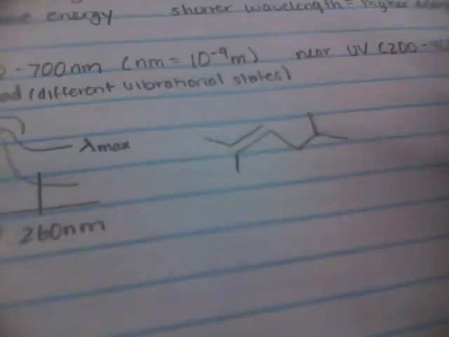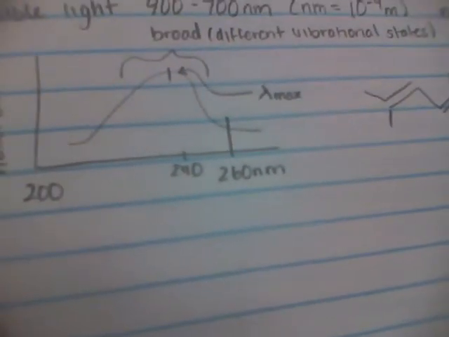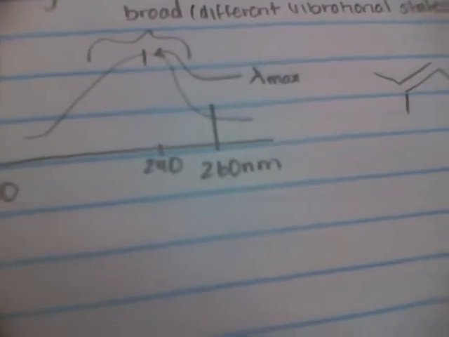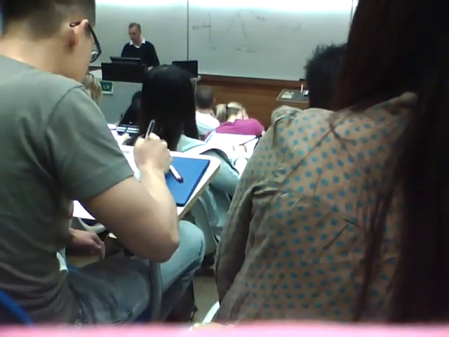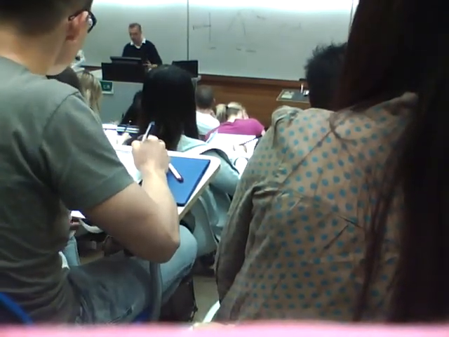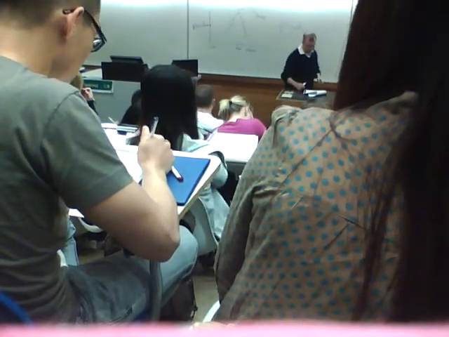And what is happening in the formation of the spectrum, or in the absorption of the radiation, is that an electron from the highest occupied orbital is being boosted up to the lowest unoccupied orbital. That's what's going on when a compound absorbs UV or visible light.